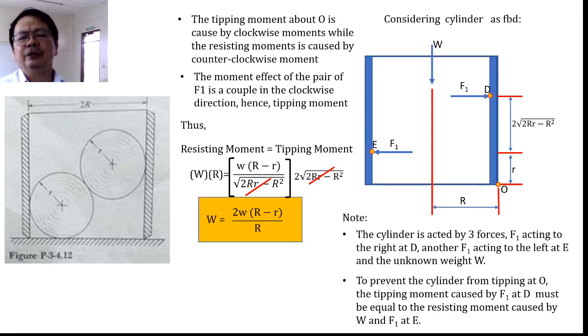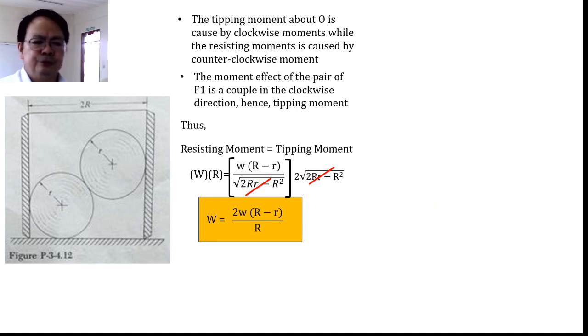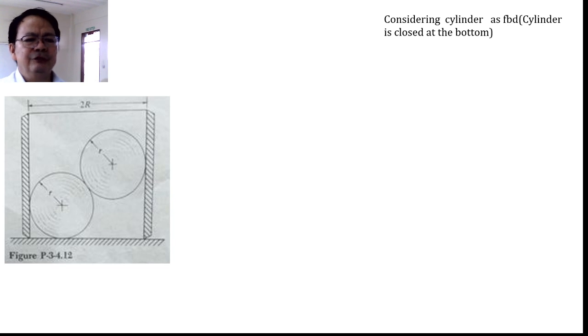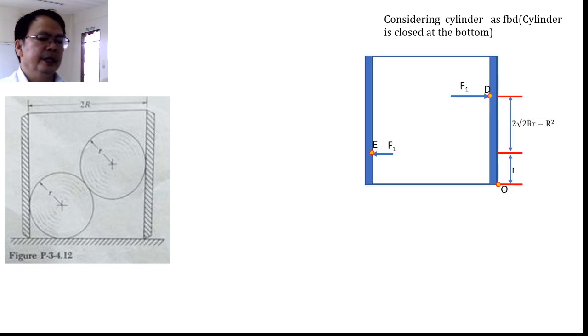Now, yung third question. Ano ba yung third question? Is it possible that the cylinder would tip over kung sakali daw may takip sa ilalim? Diba? So how are we going to answer that question? Let us now continue. Now let us try to isolate the cylinder. This time as FBD, but the cylinder is closed at the bottom. So again, ipinakita ko yung cylinder dito, kaya lang dito is closed at the bottom.